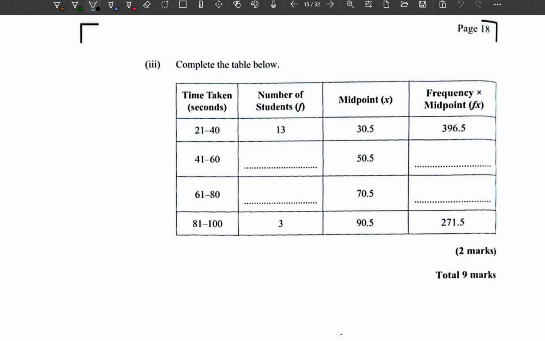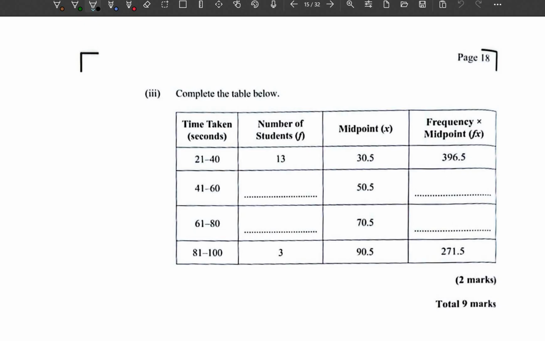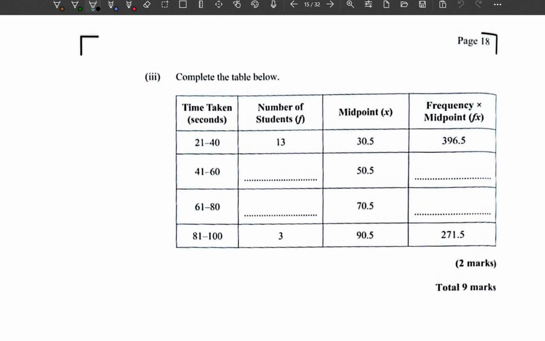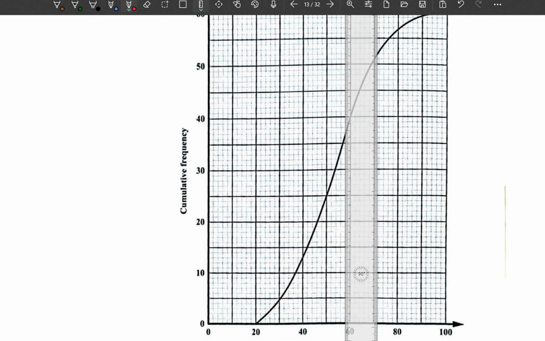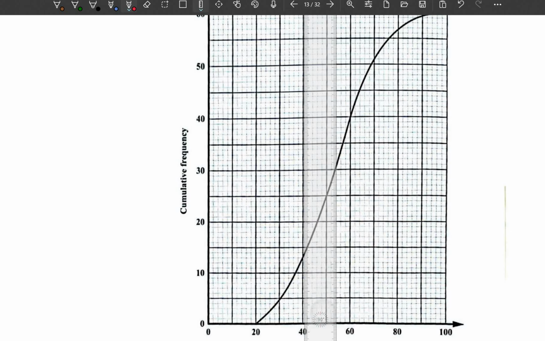Part 3 wants us to complete the table below. So we have to find the number of students which matches these particular ranges. Right, so we look for the upper class boundary. So that's going to be, here we have 40.5, here we have 60.5, 80.5. Right, so let's see what those values are going to be. And so let's mark in those upper class boundaries. So the first one is at 40.5.